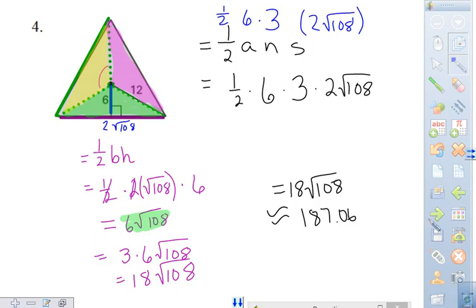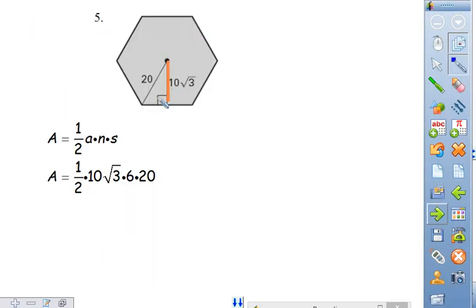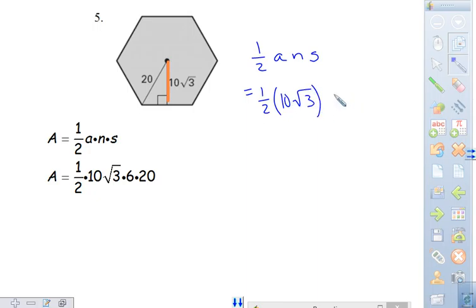Let's try number 5. So looking at our formula, 1/2 A and S. Our apothem is given to us at 10 roots of 3. This looks like a hexagon, so it has 6 sides. The only thing we're missing is a side length. So what you could do is find the central angle, 360 divided by 6. So that means each angle is 60. Divide that by half, and this angle is 30.